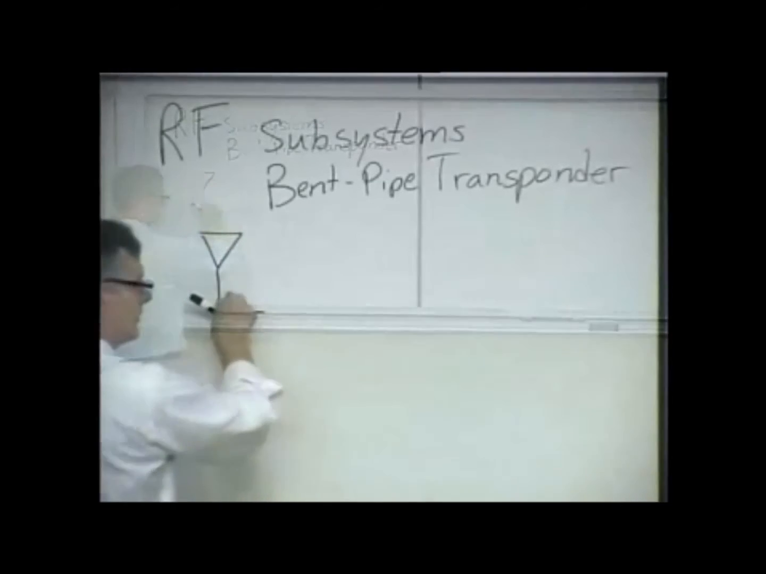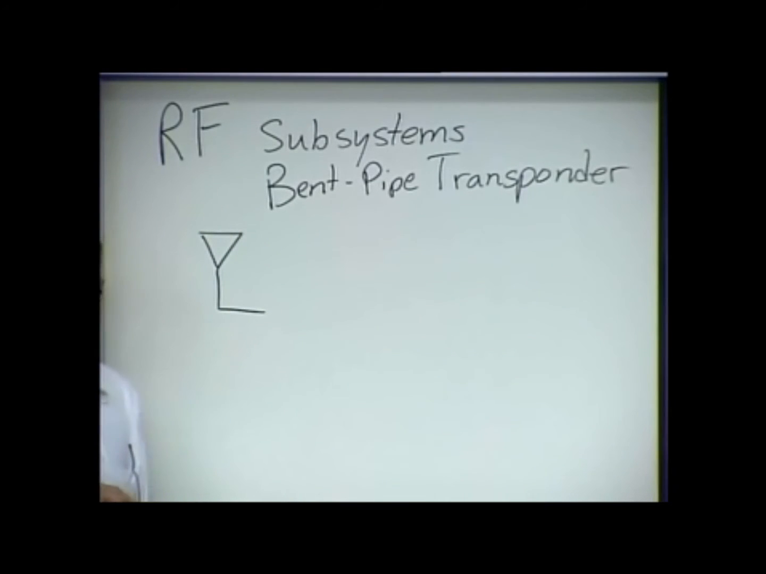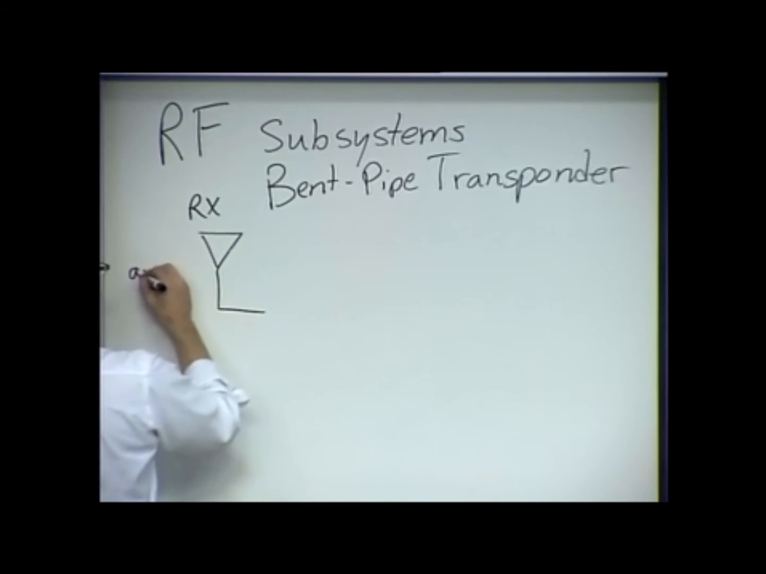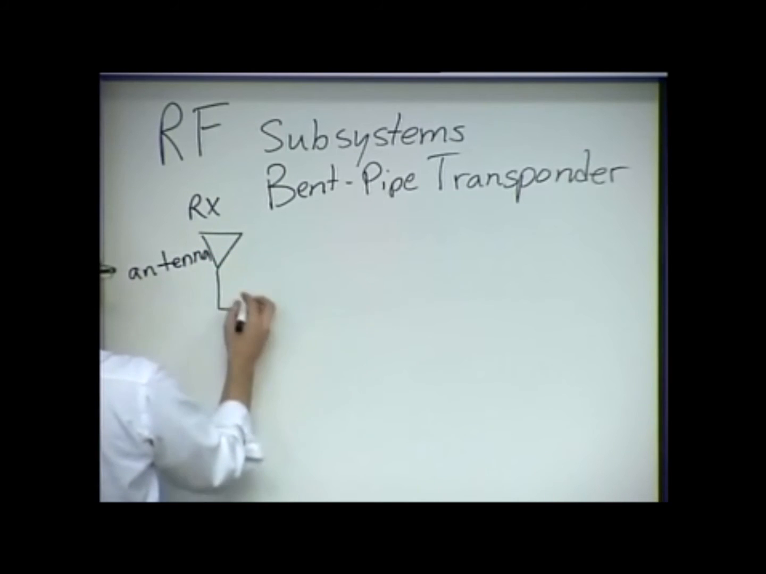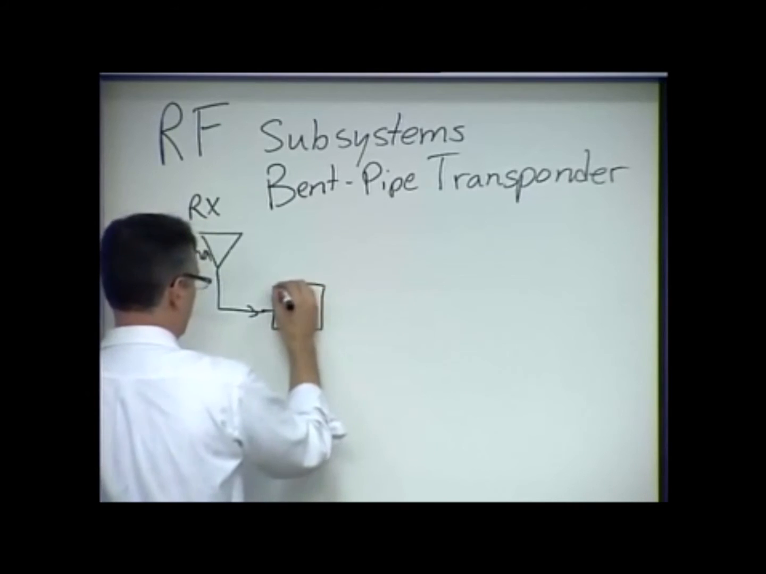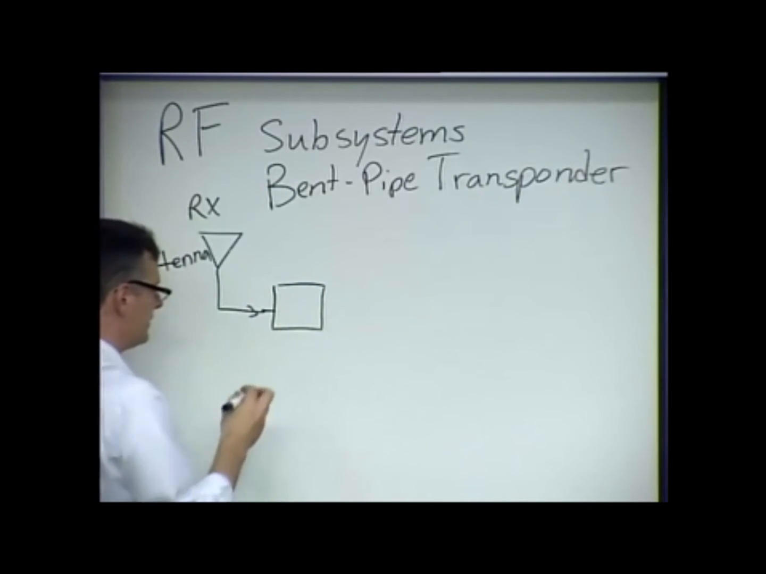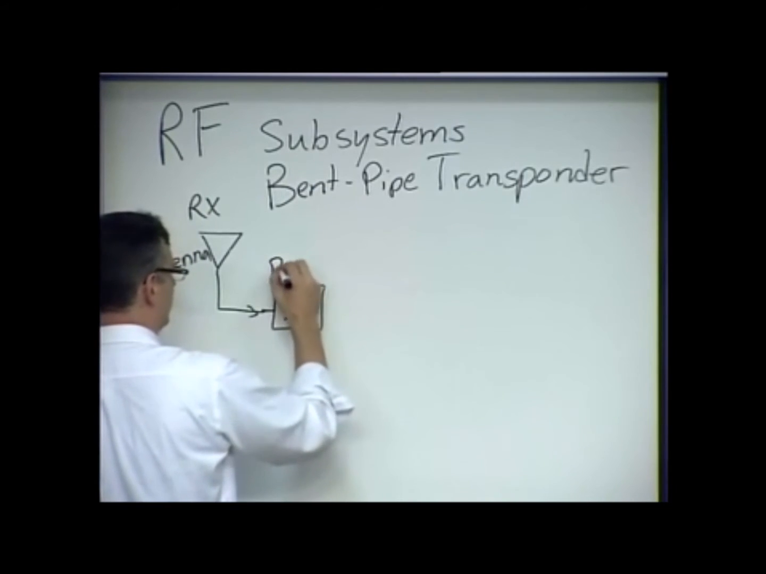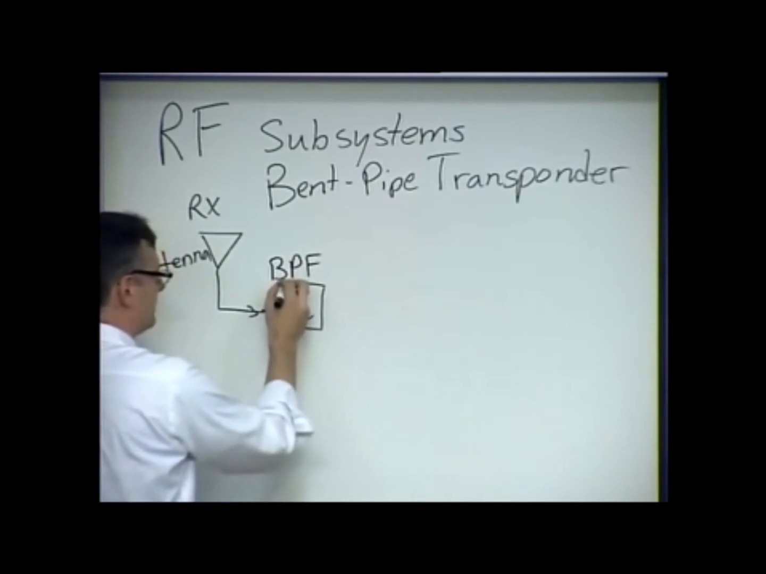Here, this is the universal symbol for antenna, the bent coat hanger. Doesn't matter what antenna type. This might be a dish. This might be a helical antenna. It might be something exotic, a horn, a dipole. It doesn't matter. When you're block diagramming, this is your receive antenna. The signal comes in here and goes to a block. The first thing you do when you receive the signal is you make a bandpass filter, BPF, bandpass filter.